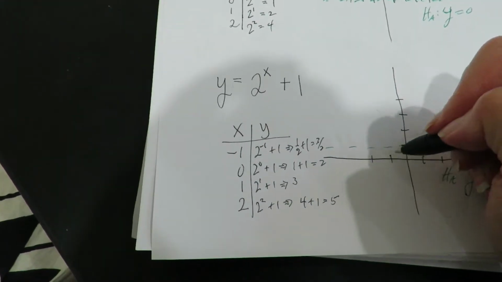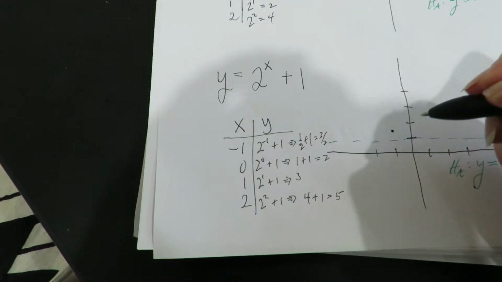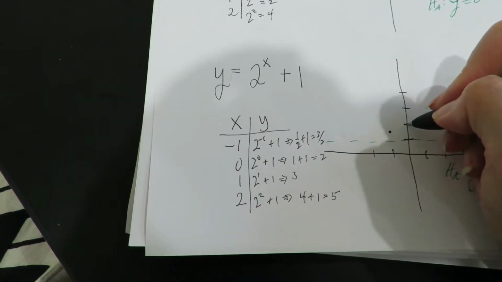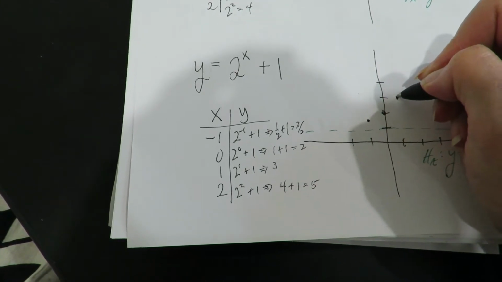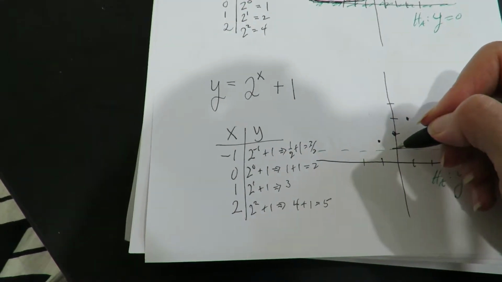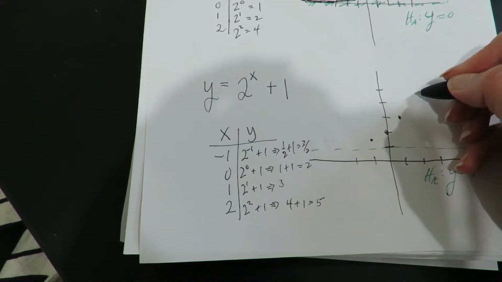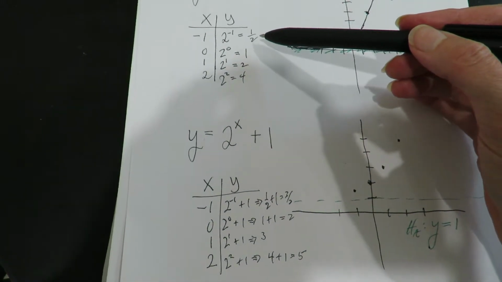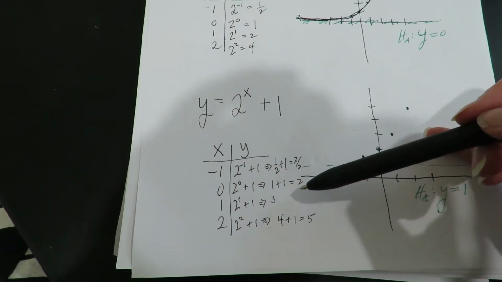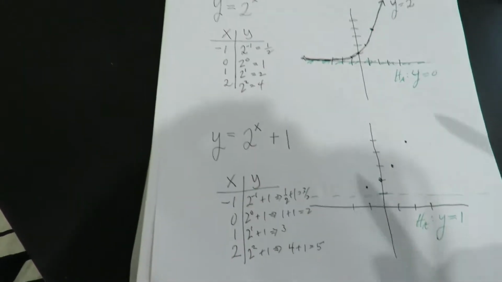Okay, so at negative 1 I'm at 3 halves, which is 1 1/2. At 0 I'm at 2. At 1 I'm at 3. At 2 I'm at 5. So you should be able to see that all these output values here are 1 unit higher than the previous one, because we've taken all the y values and made them 1 higher.